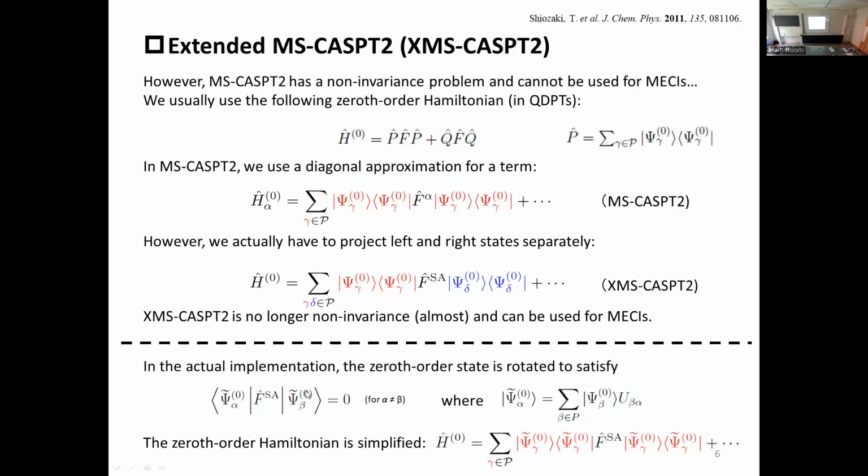And in the actual implementation, we first rotate the zeroth-order reference states, and we derive this kind of expression, which is similar to MS-CASPT2. So yeah, with XMS-CASPT2, the potential energy surface is very smooth.